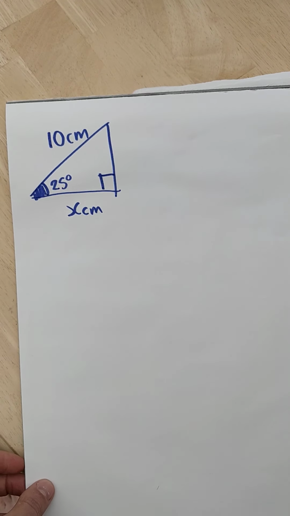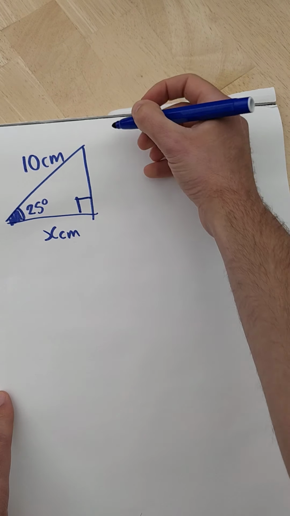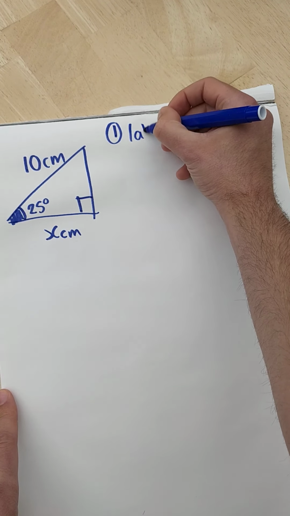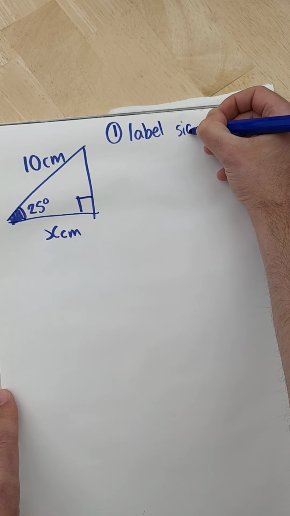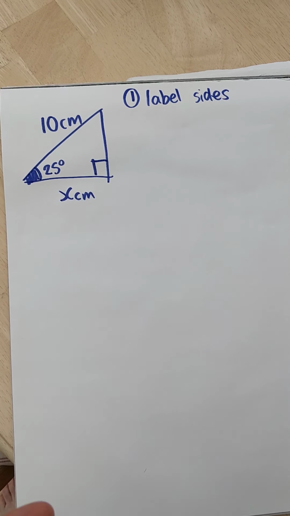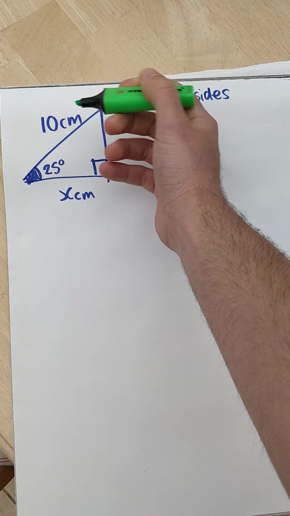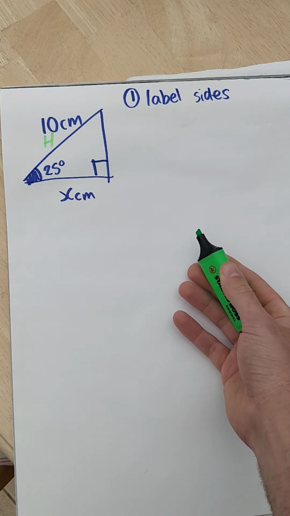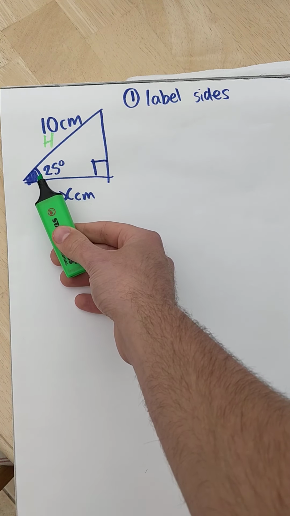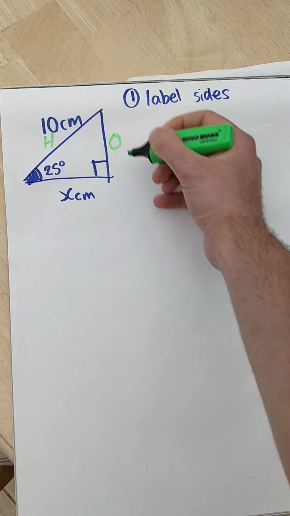Now these are the steps that I would always use to help solve one of these problems. The first step that I always do is I label the sides. It doesn't matter what problem you are doing, whatever trigonometry problem you are working on, you would always label the sides first. So this side is the longest side of the triangle. That one will be the hypotenuse, or H. Now, with the angle here, this one over here is going to be my opposite.